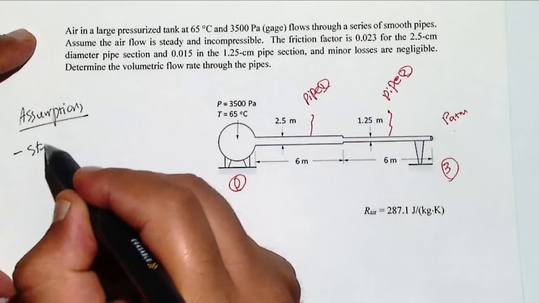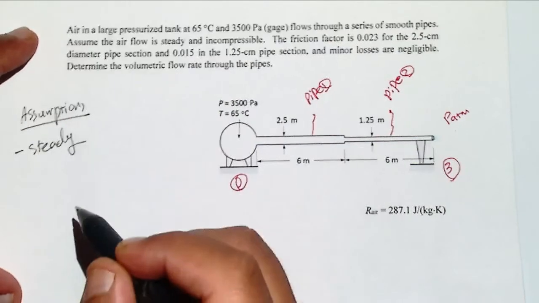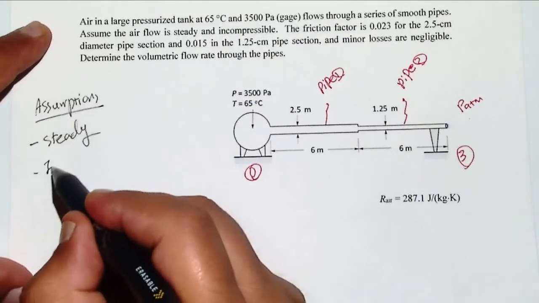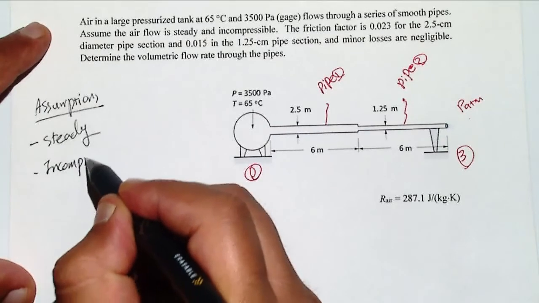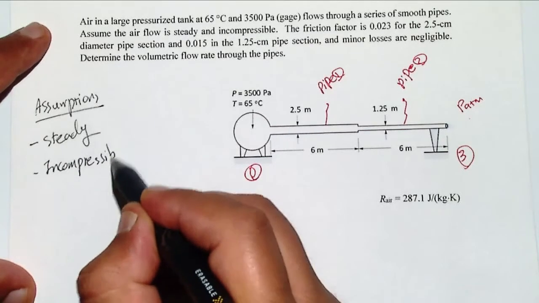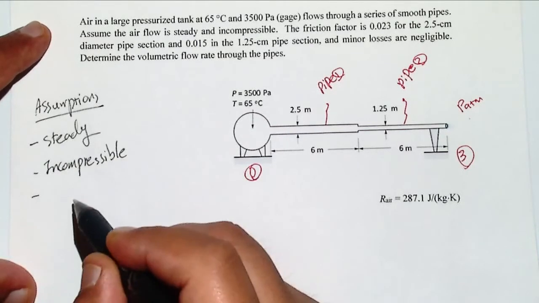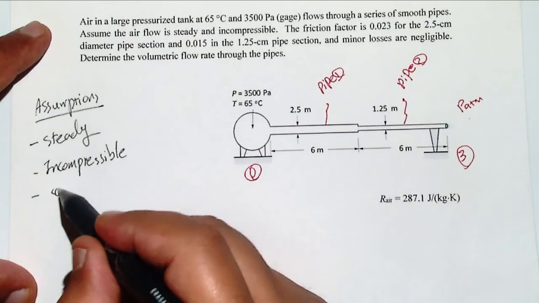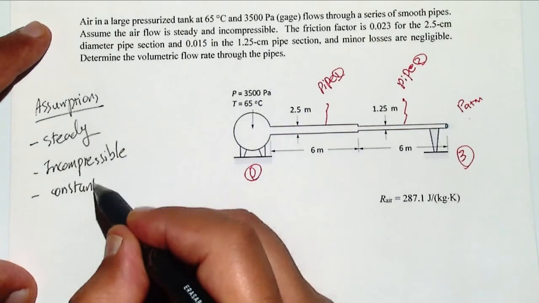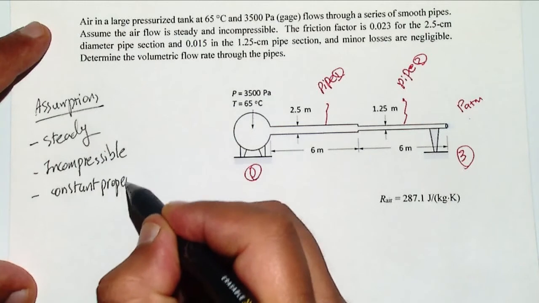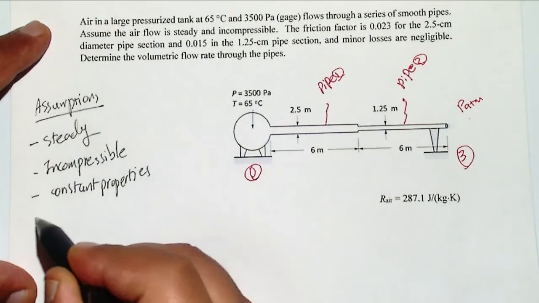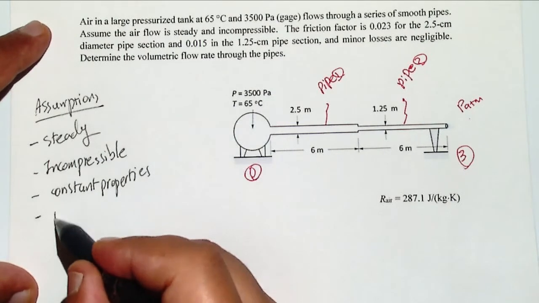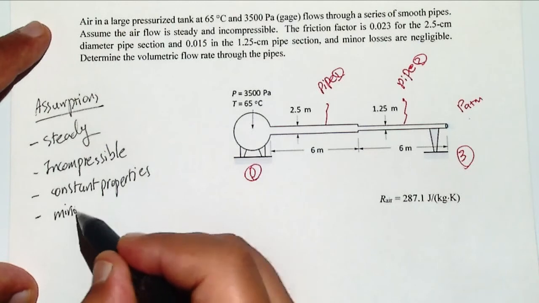One, the flow is steady. Second, the flow is incompressible. Third is constant properties. And also minor losses are negligible.